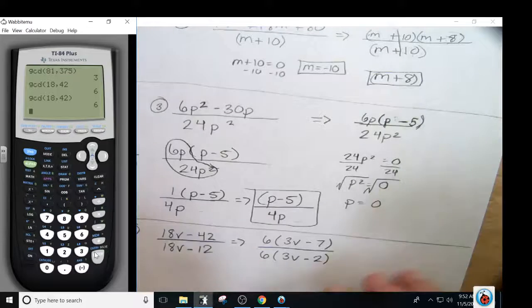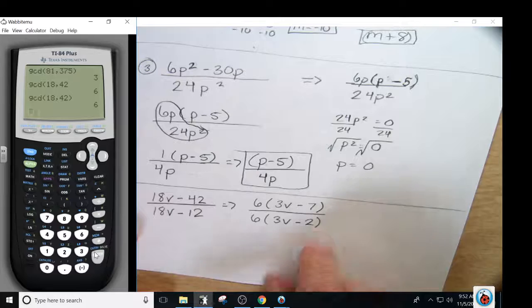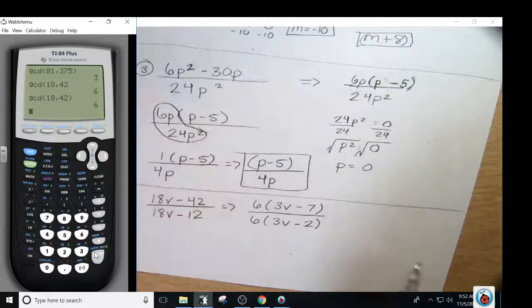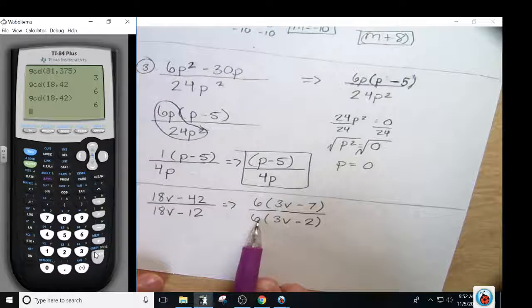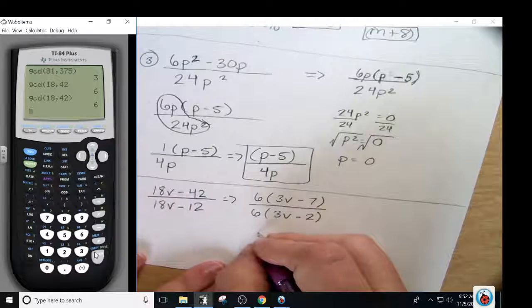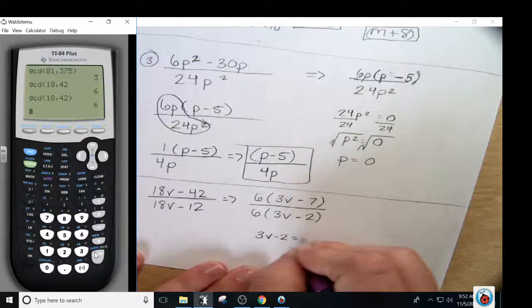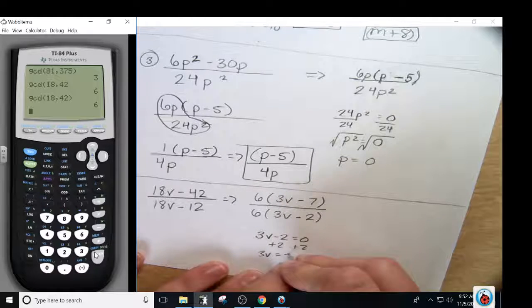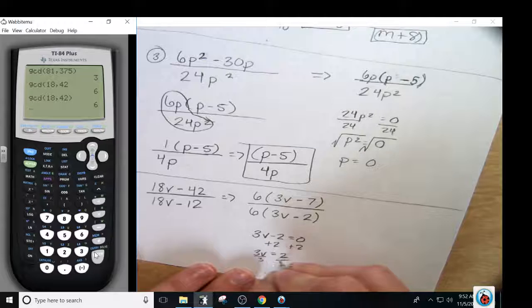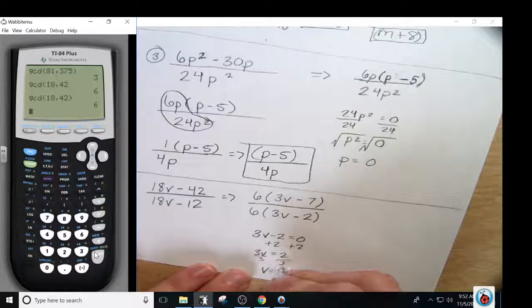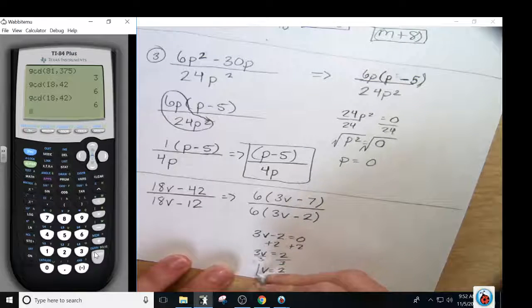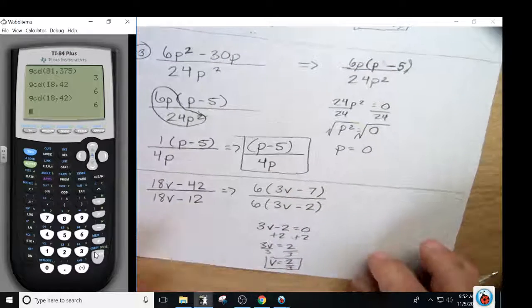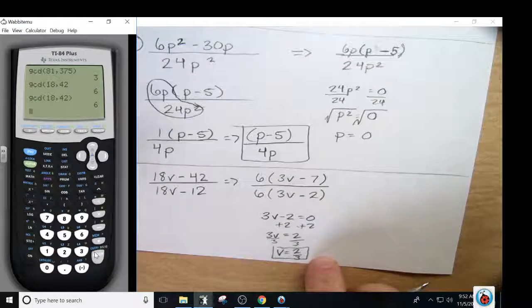Now, at this time, guys, you need to find out what your excluded value is. Anything with a variable in it needs to be set equal to 0. Do I need to set 6 equal to 0? No, because it doesn't have a variable in it. It's not going to matter. So 3v minus 2 equals 0, and divide by 3. v equals 2/3. This is my excluded value.